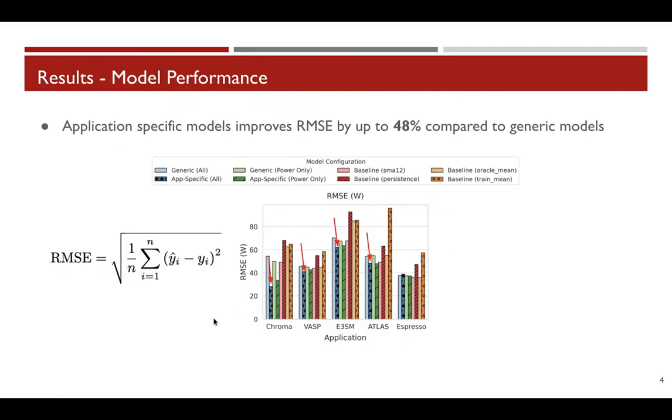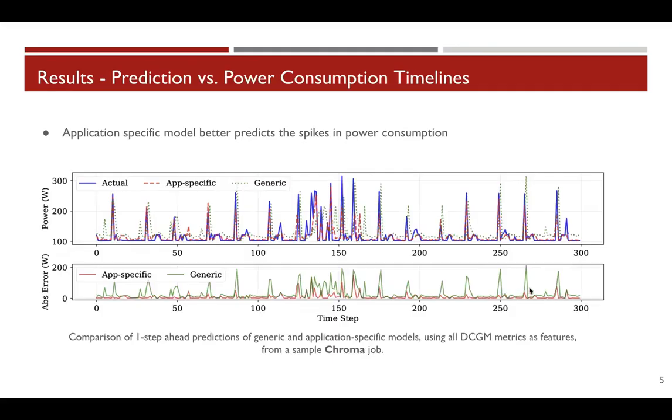We see that our application-specific models improve the root mean square error by up to 48% compared to generic models and beat the baselines that we have. In this plot, we see the timeline of predictions and actual power consumption for a Chroma job. As we can see, application-specific models accurately predict the power spikes that repeatedly happen in this application run, but the generic models are lagging and are not able to predict the power spikes properly.